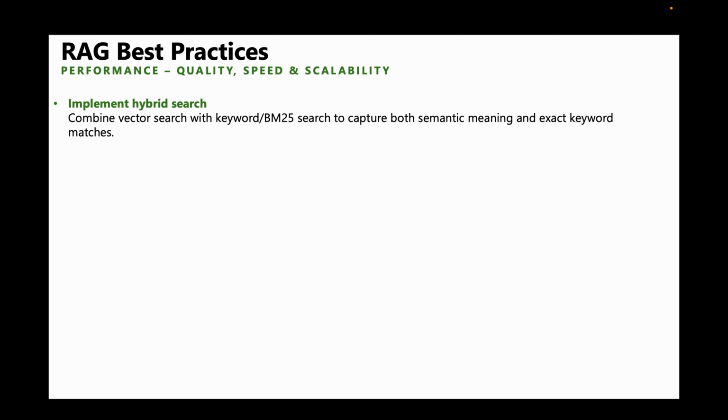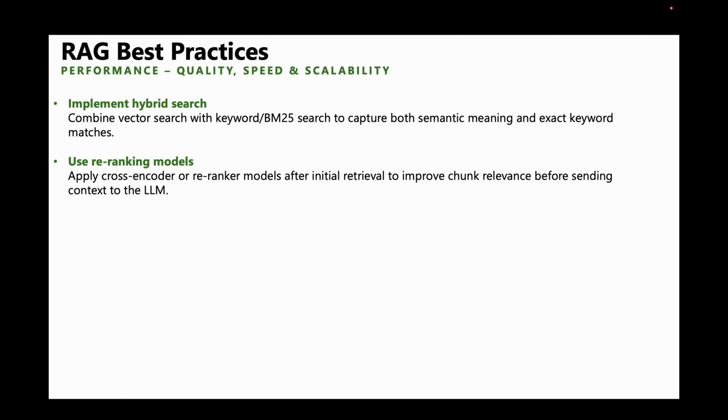For improving the retrieval quality and performance, the first guidance is to implement hybrid search wherever applicable by combining vector search and keyword-based BM25 search. The vector search captures semantic meaning, whereas the keyword search helps match the exact terms, product names, IDs, or acronyms. Using both together typically improves retrieval accuracy for many use cases compared to either approach alone.